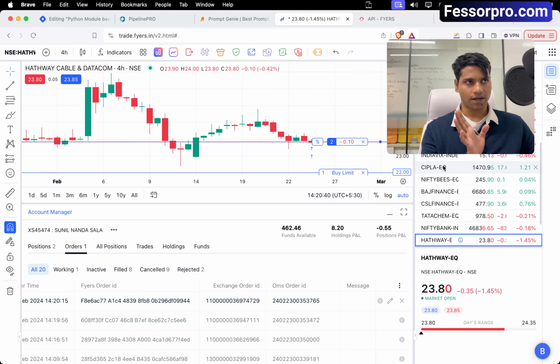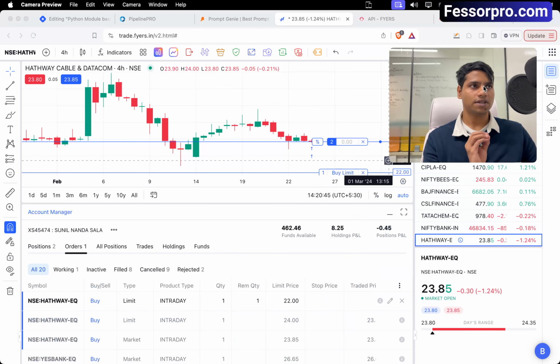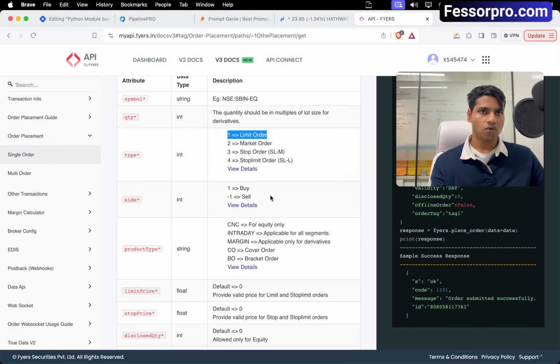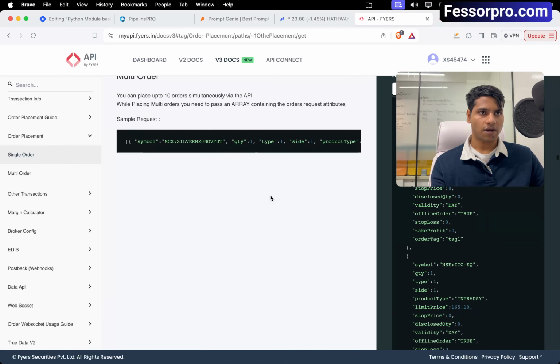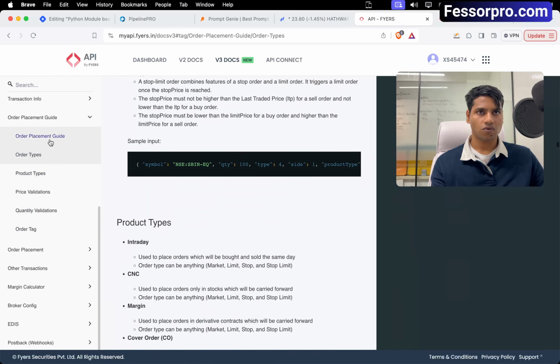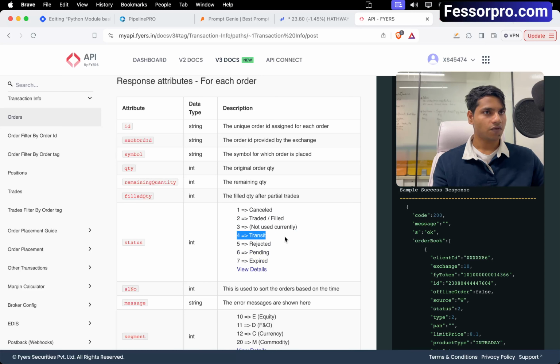Now let's try to understand what are the different stages of order. Okay, you see this order is not filled yet, right? So there should be different stages of order. Yes. So if you go to documentation, if you go to order, if you go to transaction info, if you click on order, you see these are all the different status of orders. Okay, let me just explain you this also. So 1 represent cancel, 2 represent traded filled, 3 represent not currently used, 4 represent transit, 5 represent rejected, 6 represent pending, and 7 represent expiry.